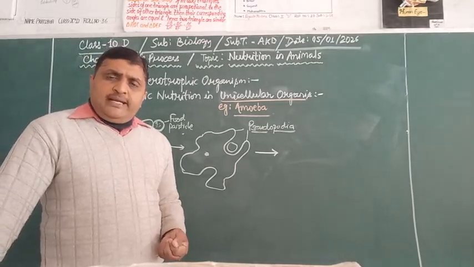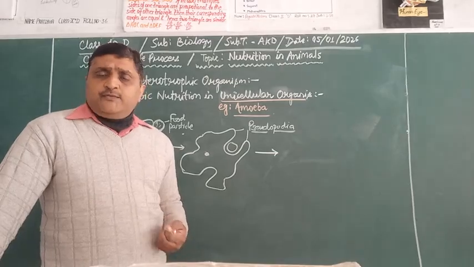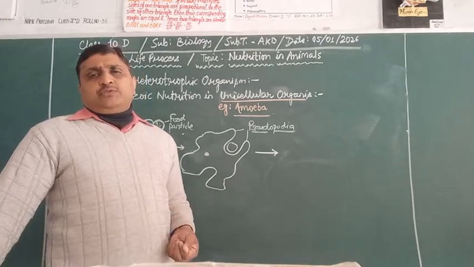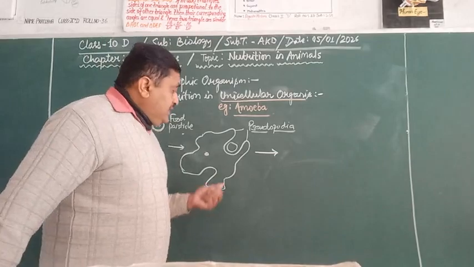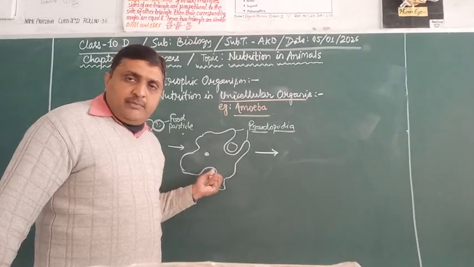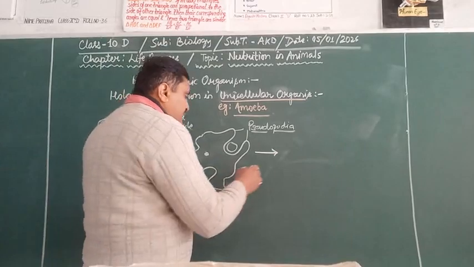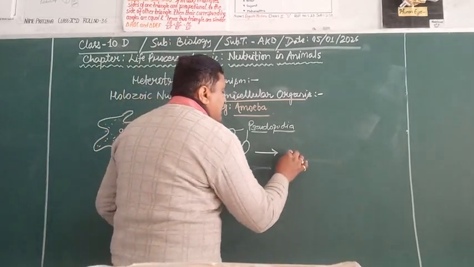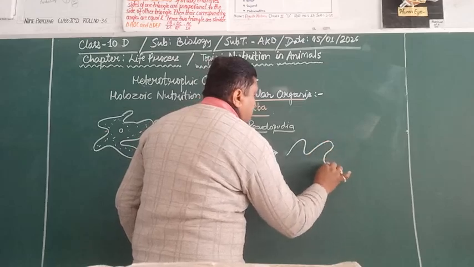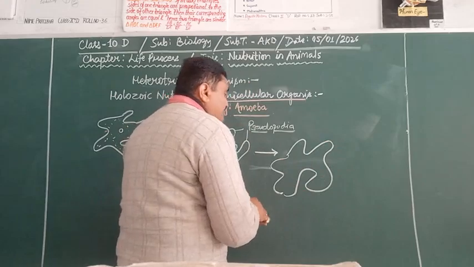For solid food material there is phagocytosis, and for fluid material, for liquid substances, there is pinocytosis. So here the food material is solid, meaning it is engulfed by the amoeba by the process of phagocytosis. In the next stage, the food material comes inside the amoeba.